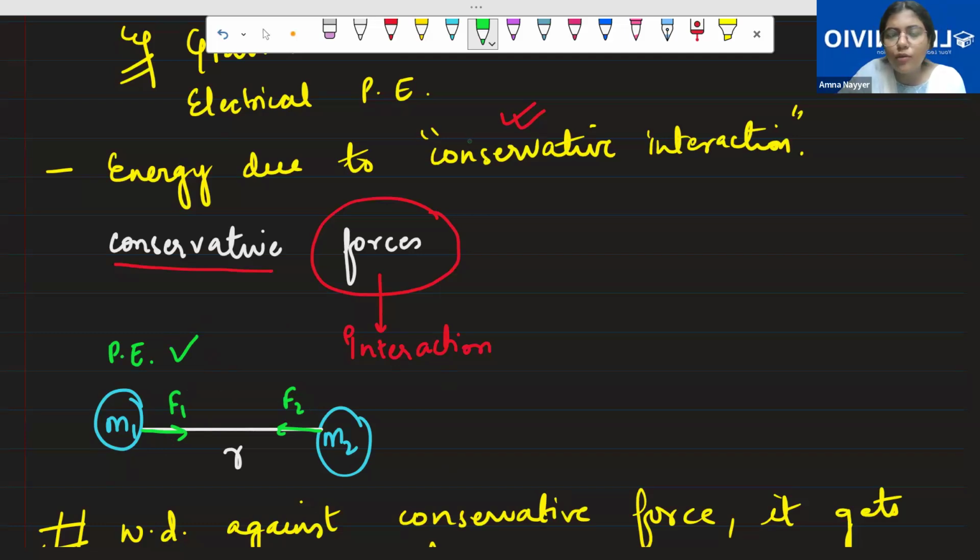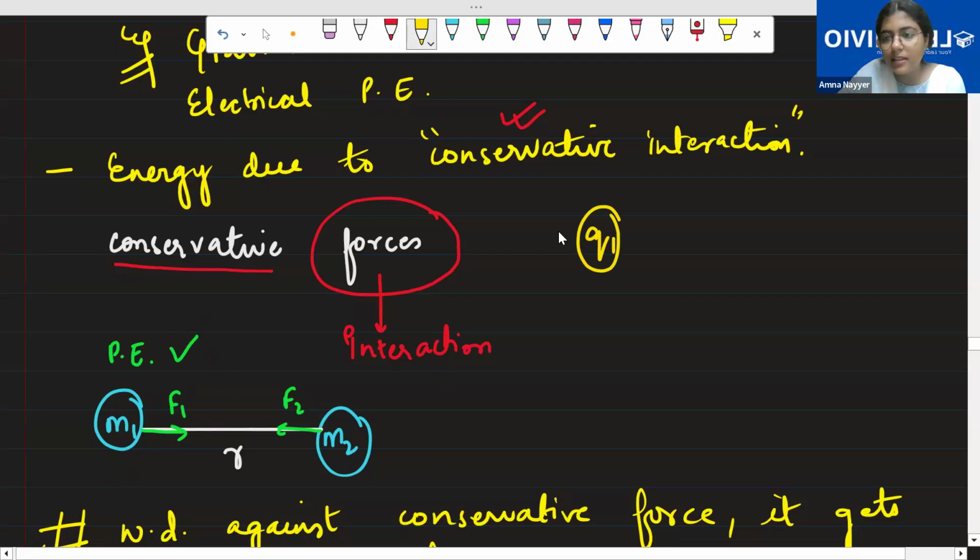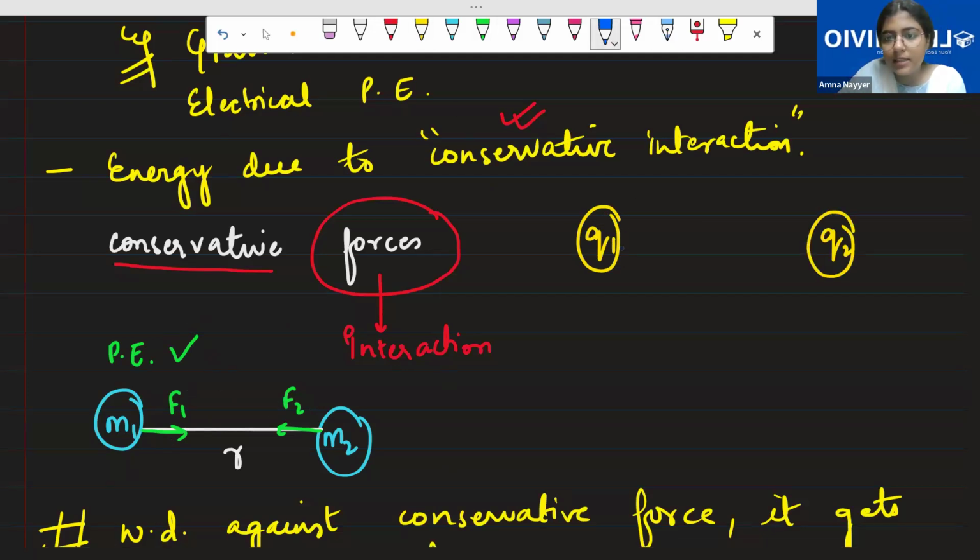One more example from your 12th part. Let's say this is one charge Q1, and this is another charge Q2, separated by a distance of R. This will exert an electrostatic force on that, and that will exert an electrostatic force on this. Both forces are there. Conservative forces are being applied, and there is an interaction between them. Interaction simply means forces are being exerted, because that's how non-living objects can interact. So potential energy will be there in your system. Like this, you'll have to identify.